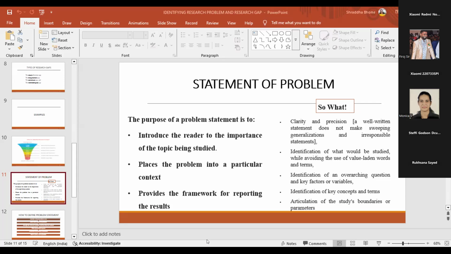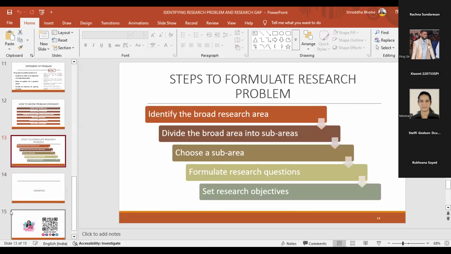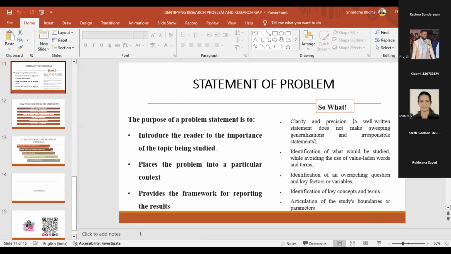Ideally, there are three types of research problems. The first is the theoretical research problem. Basically, this deals with conceptual and intellectual inquiries that may involve empirical data collection.